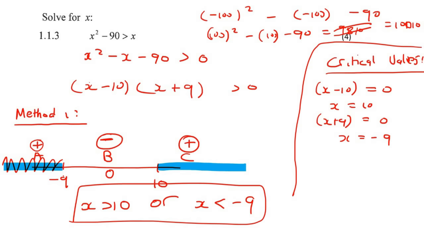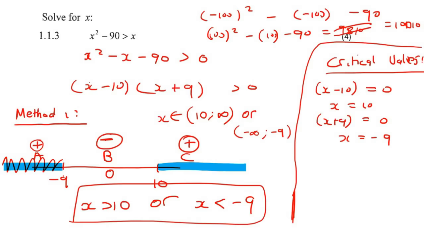Oh, but first I forgot about all of my interval notation students. For the students who want interval notation, for x is bigger than 10, you could say x is an element. Now to be bigger than 10, you would go from 10 all the way to infinity. And then you could say or, and then we're going x is smaller than minus 9. So if a number is smaller than minus 9, it goes all the way from negative infinity up to negative 9. That is how you could write the answer with interval notation.